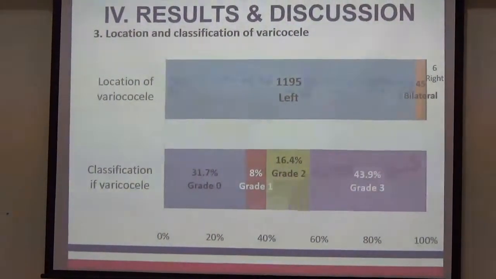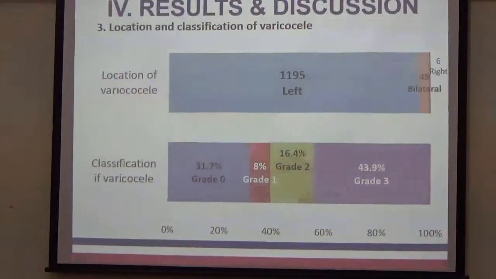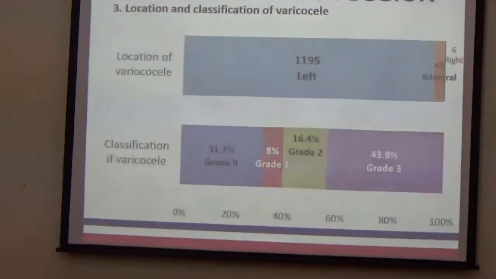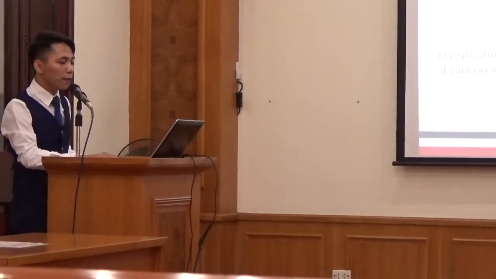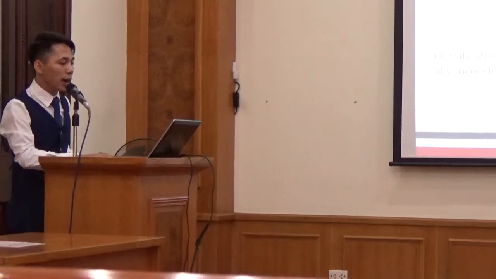3. The location and classification of varicocele. There were 96% of cases of unilateral varicocele on the left, and type 3 accounts for the highest percentage.